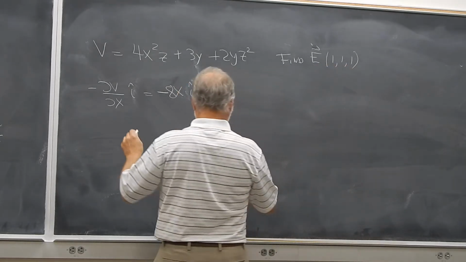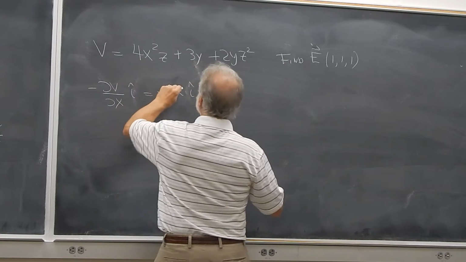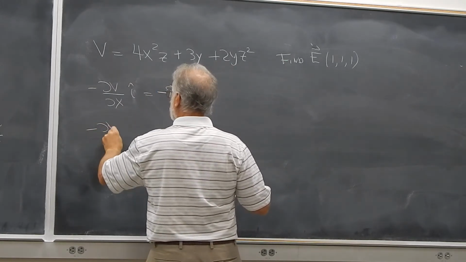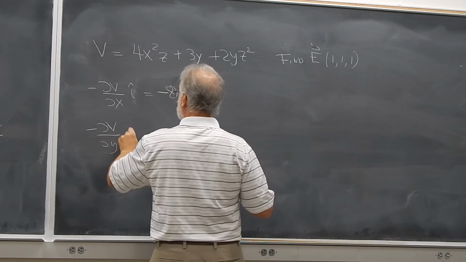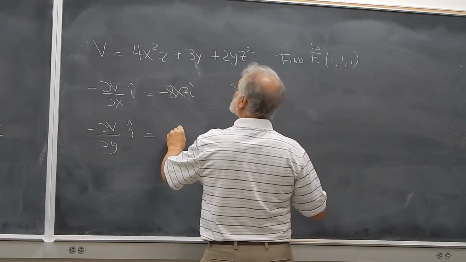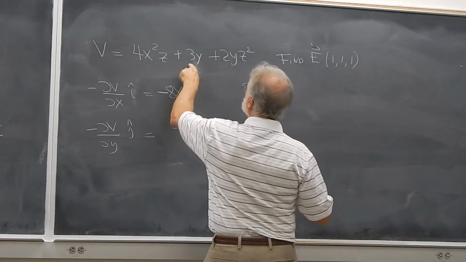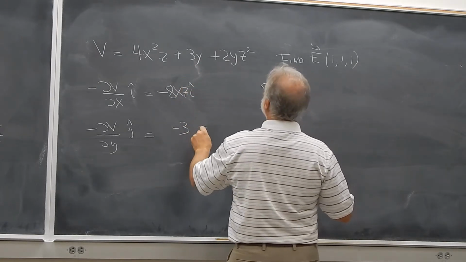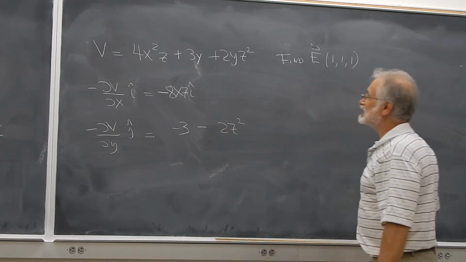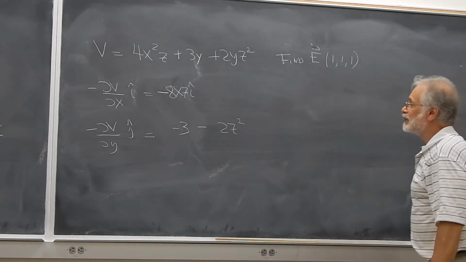If I take the negative partial of V with respect to y and multiply by j, that will give me a minus 3 for the second term and a minus 2z squared, again holding z and x constant.